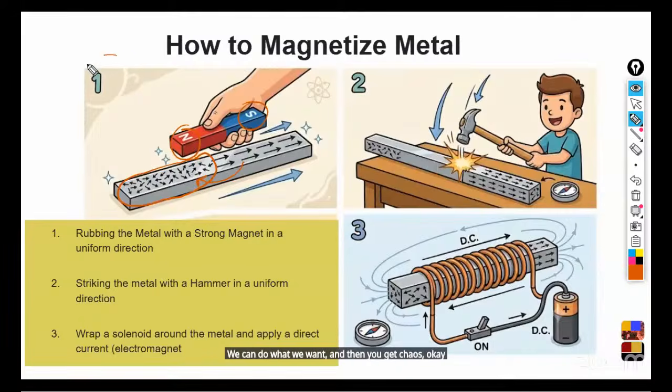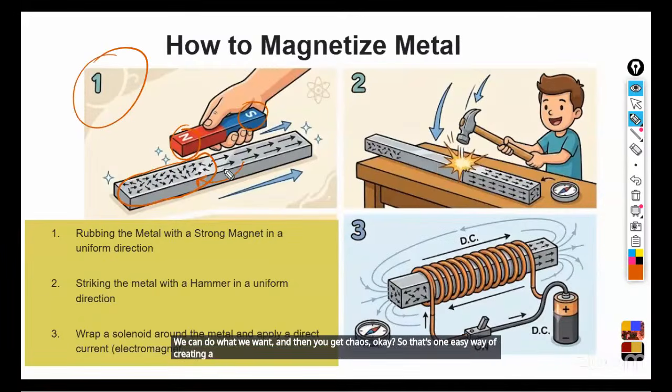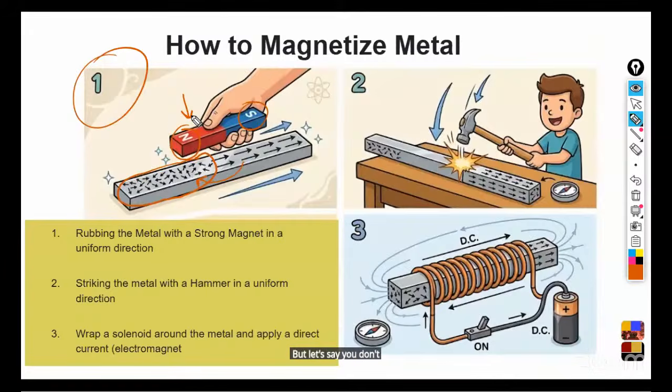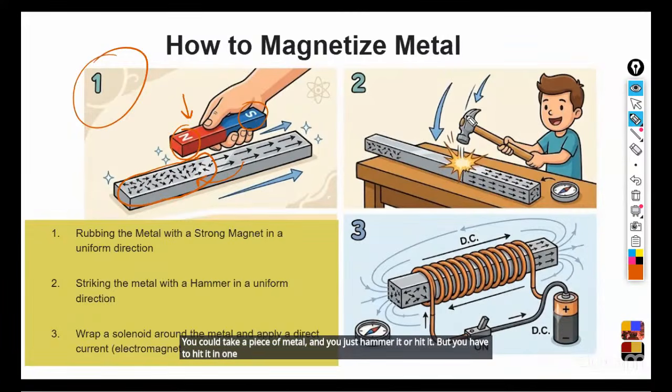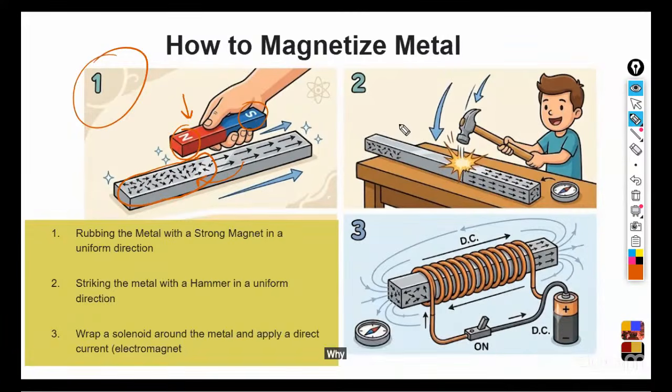So that's one easy way of creating a magnet. But to create a magnet in this case, you need a real magnet to start off the process with. But let's say you don't have a real magnet. Here's an easier way to do it. You could take a piece of metal and just hammer it or hit it, but you have to hit it in one direction. Why does that work?